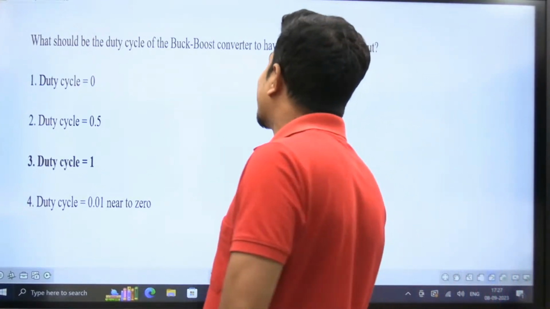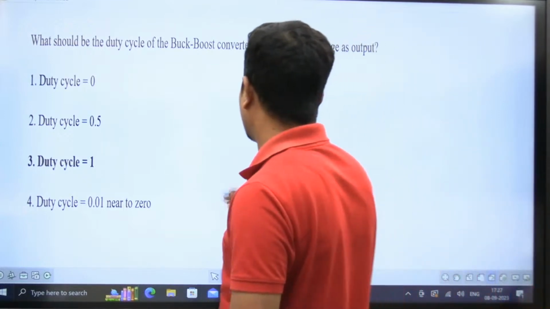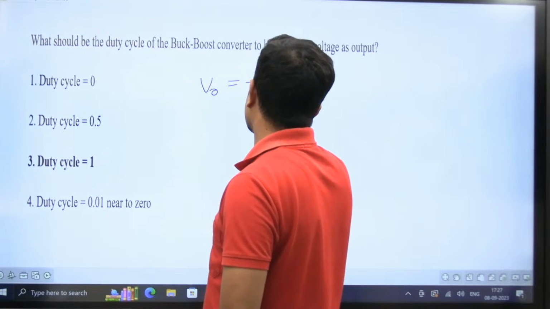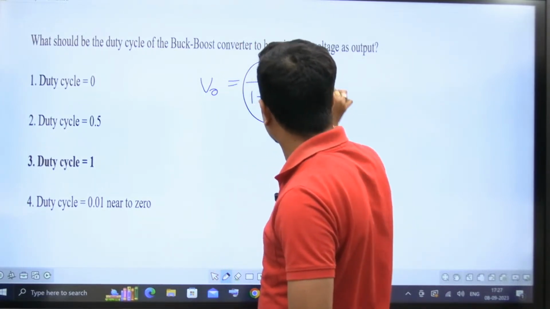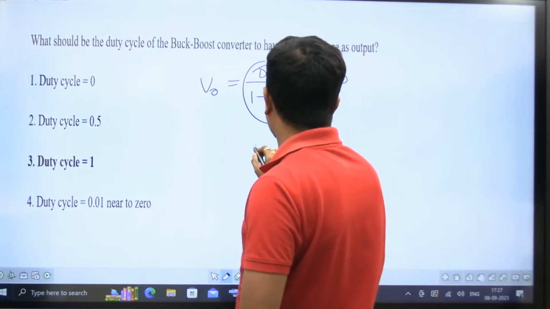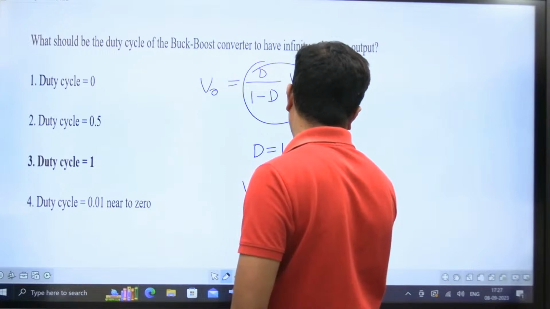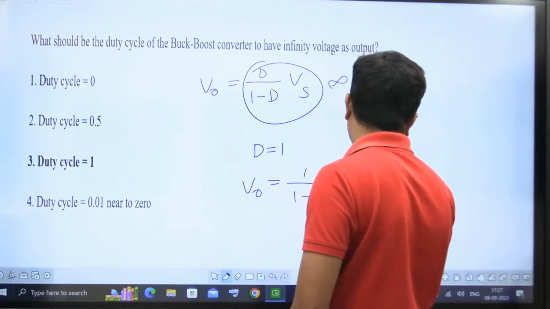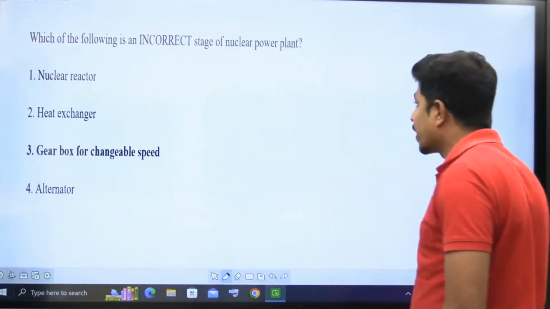What should be the duty cycle of a buck boost converter to have infinite voltage as output? V0 is equal to d by 1 minus d into Vs. If you want this to be infinite, then d must be equal to 1. Then V0 is equal to 1 by 1 minus 1 into Vs, which is infinity. The duty cycle must be equal to 1. Let's go to the next question.